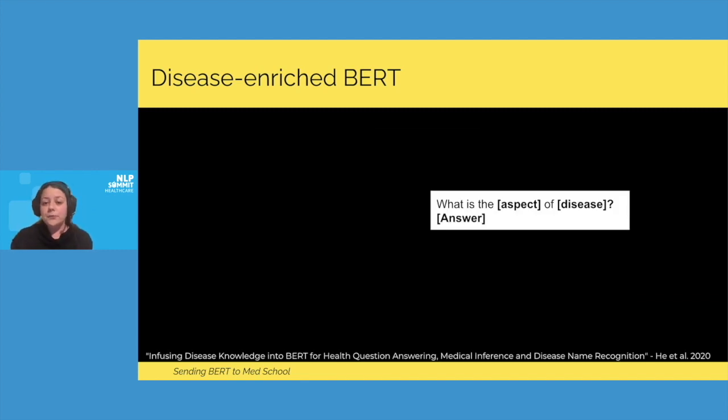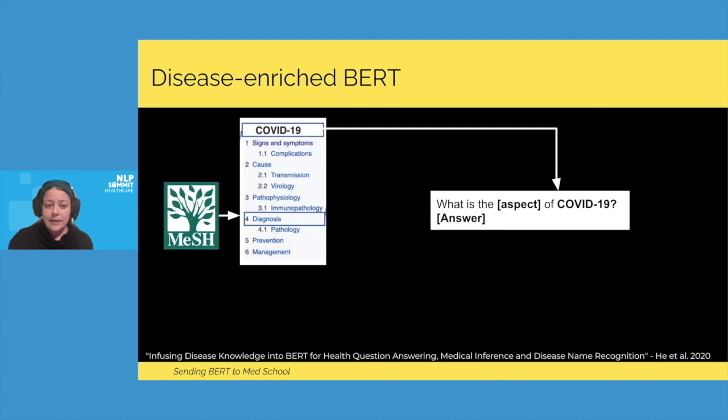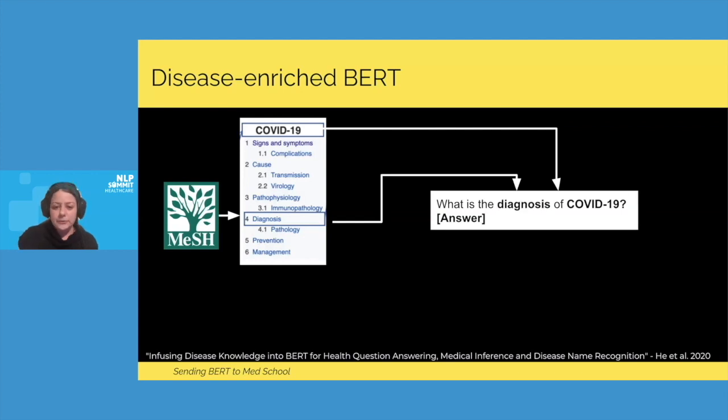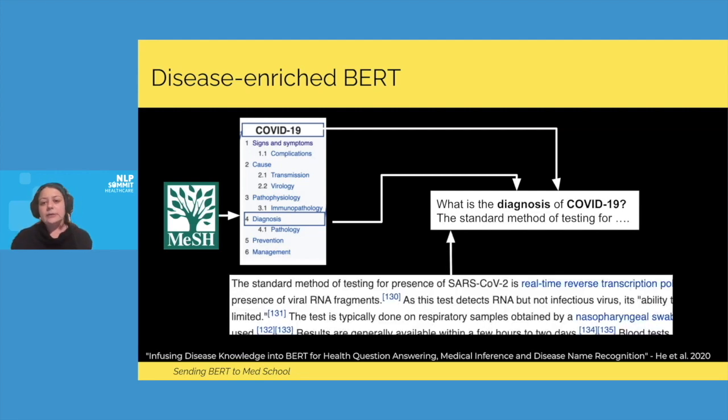So what do they do? The idea is to create many question-answer paragraphs in this template: what is the aspect of disease, and a free language answer. So the disease name is taken from MeSH and the Wikipedia title. The concept, the aspect like diagnosis or cause or treatment, is taken from the different subtitles in the disease entry in Wikipedia. And the answer to the question comes from the paragraph under the aspect subtitle. For example, here under diagnosis in Wikipedia, it says the standard method of testing and so on. And this would be our free text answer to the question.